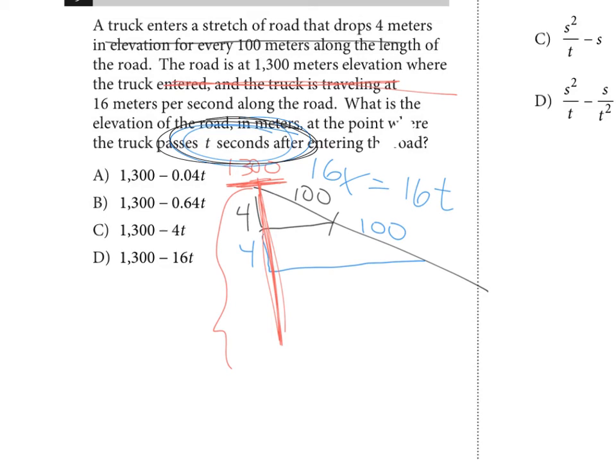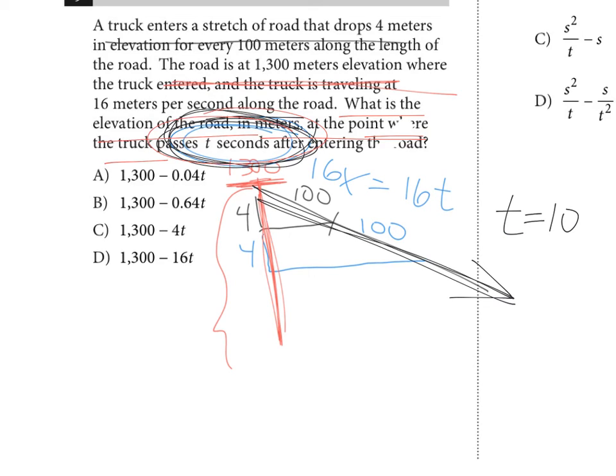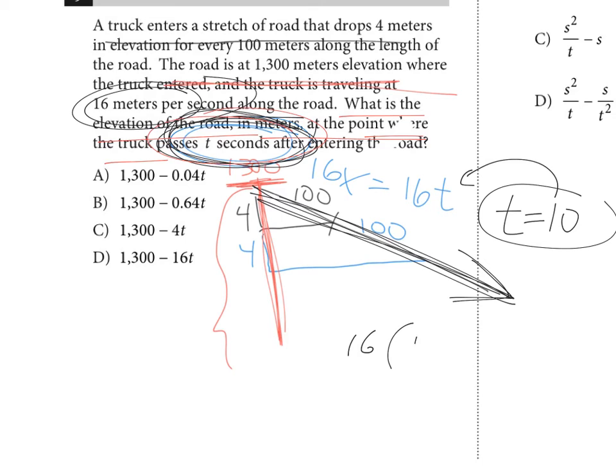When they give you questions like this, what I like to do is to choose a number for the variable and answer the question with that number. So let's say the question said, what is the elevation of the road in meters at a point where the truck passes, let's say, 10 seconds. Let's go t is equal to 10. The truck is traveling for 10 seconds. Well, since they're traveling 16 meters per second down the hill, and they're going for 10 seconds, the truck has traveled 16 times t, or 16 times 10, or 160 meters.